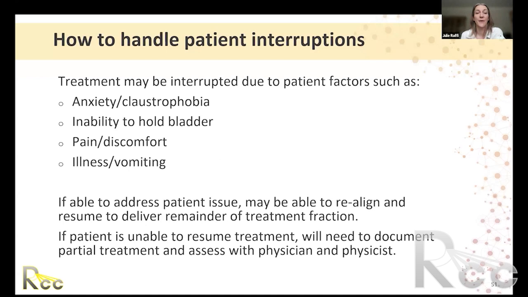A patient might have pain and discomfort that causes them to move or not be able to tolerate treatment, or have a sudden illness or vomiting. So for any of these cases, if a patient issue interrupts treatment, you need to address the issue, and then you might be able to realign and resume treatment to deliver the rest of the treatment fraction. If they're not able to resume treatment, then you need to document the partial treatment and assess with the physician and physicist to decide what to do for the next day if the patient's coming back for treatment at a later time.